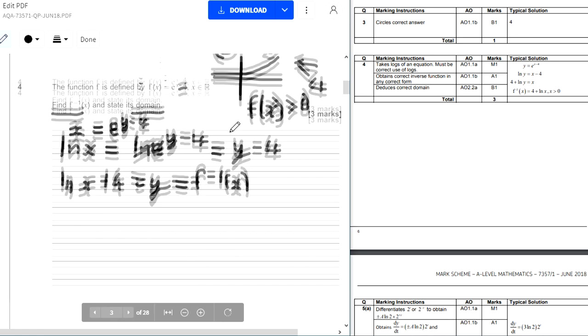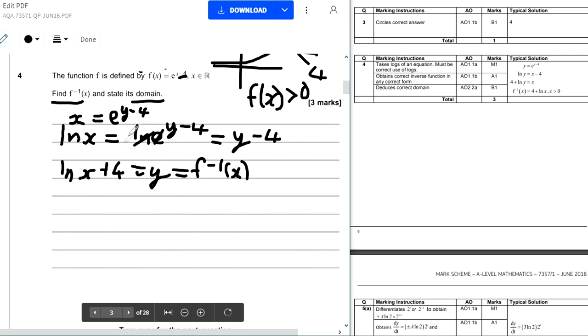So then intuitively you'd think the domain of f to the minus 1 of x is also greater than 0, but there may be an exception. I don't think in this case it applies, but it's always good to check. But you can always do it a different way.